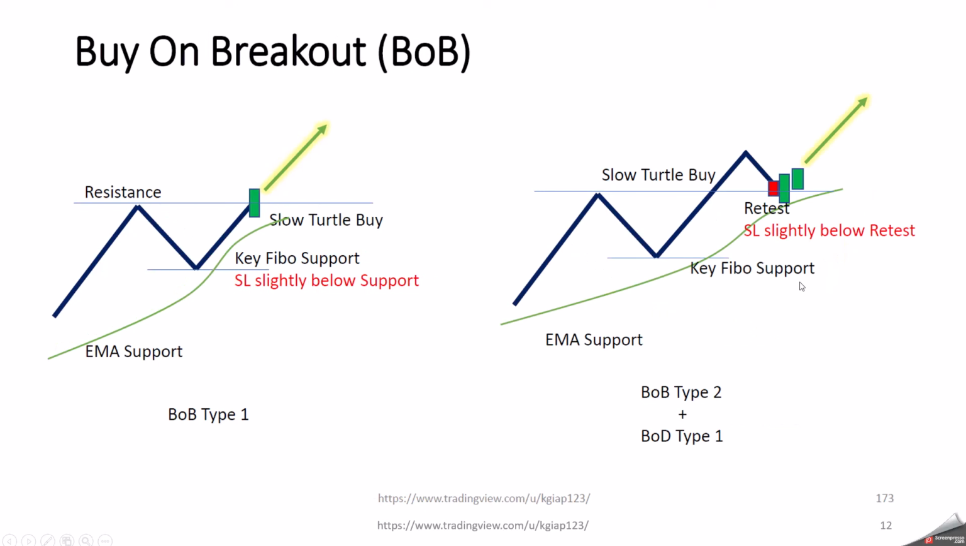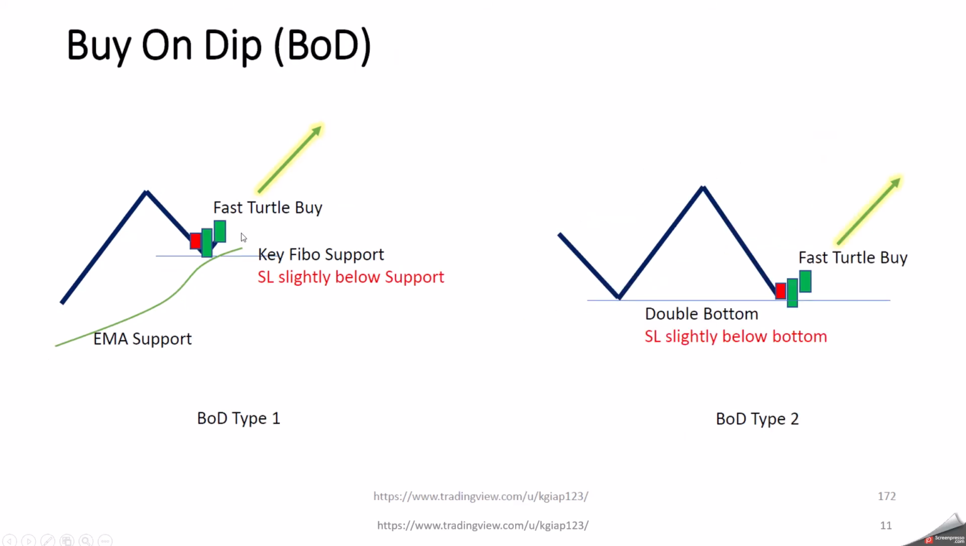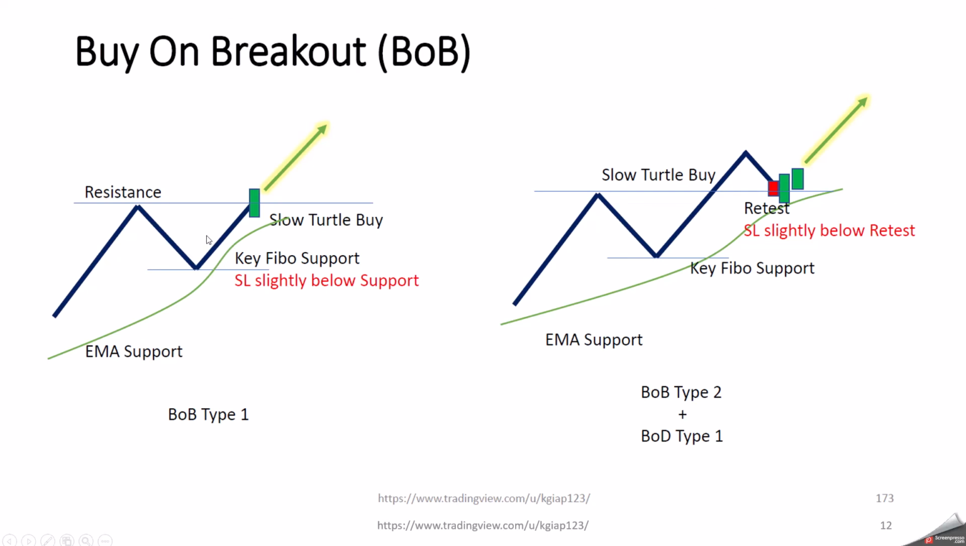Okay. Another strategy is buy on breakout. It goes up, pulls back like just now, right? It goes up, pulls back, we buy. We buy over here because it's near the support and the fast turtle signal appears. Then it continues to go up further, hits the resistance and breaks out. Once it breaks out, the slow turtle buy signal will appear. Okay, so this is the place that you buy, we call it BOB type 1.